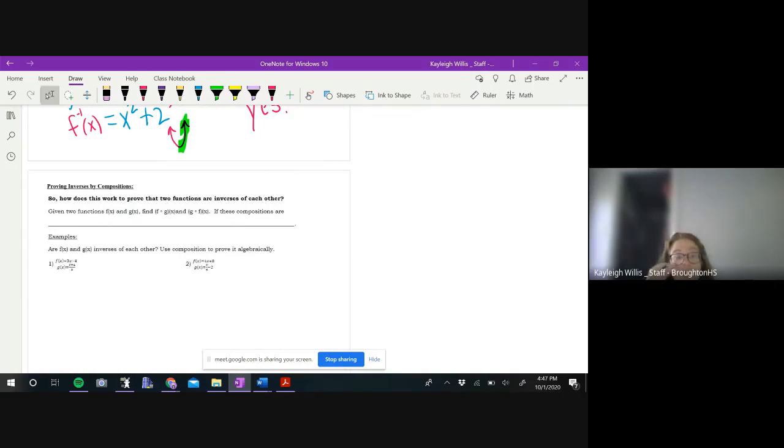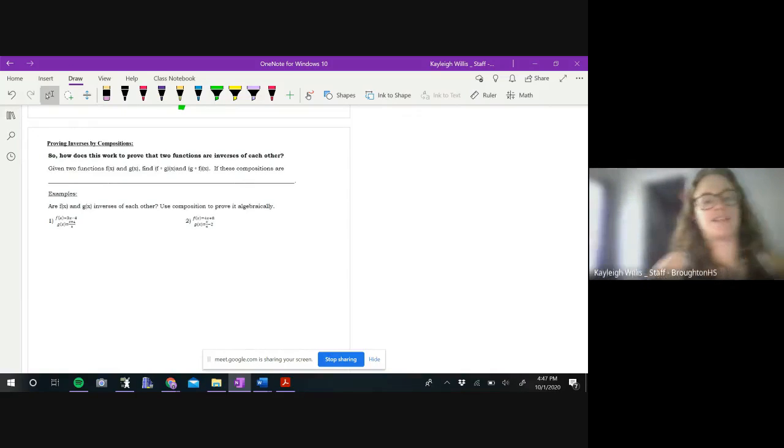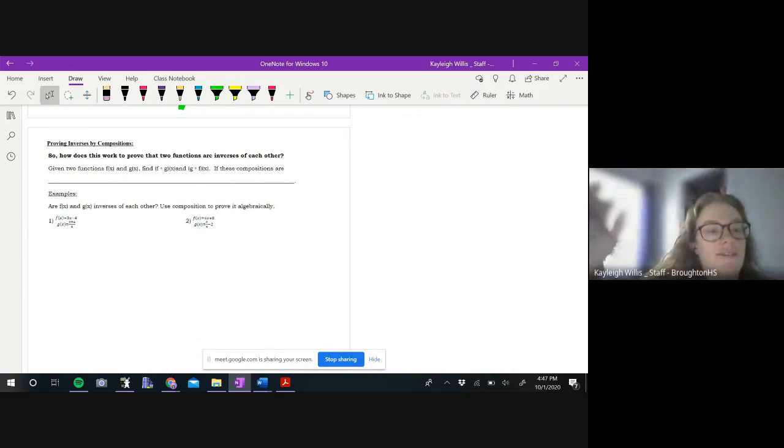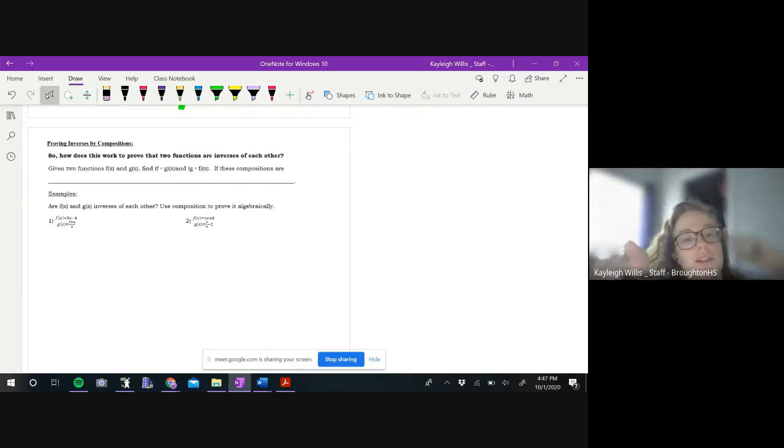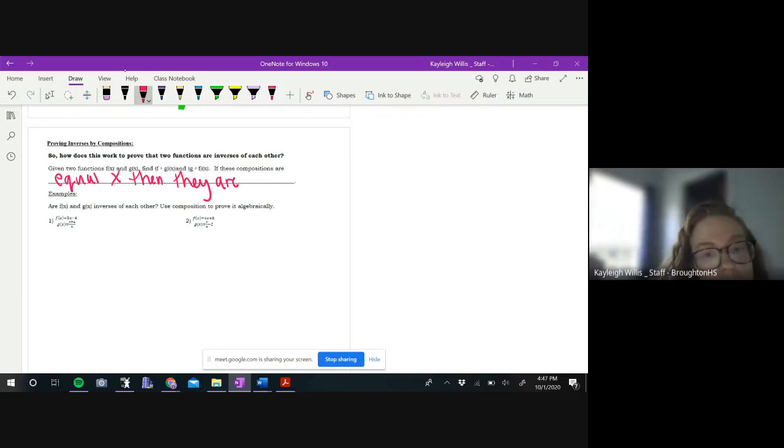All right, last problem. Sometimes we have to prove. We always think, oh, I hate proving. Proving in pre-calc is a little bit different. You don't have to have all these rules and all this same side stuff. So given two functions, f of x and g of x, we have to find the compositions of both. If these compositions equal x, not x squared, not 2x, just x, then they are inverses.